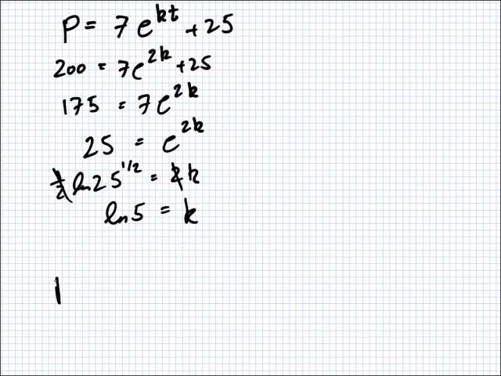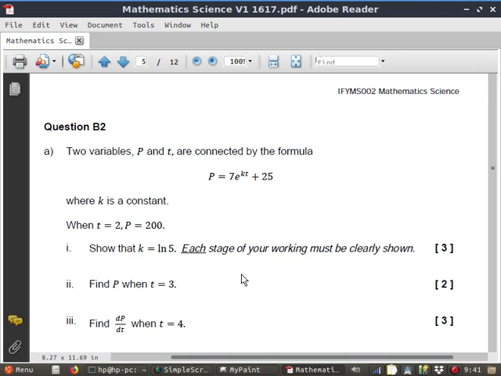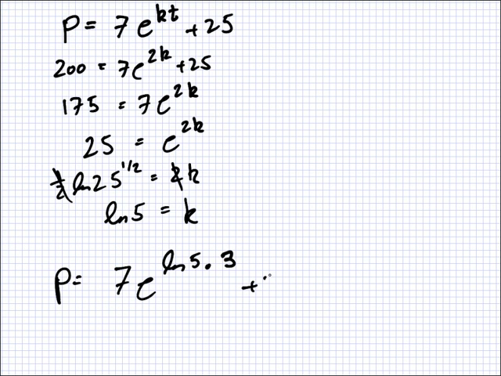So when t is 3, that's 7e^(log 5 times 3) plus 25. Let me think, 5 cubed is 125, times 7 is 875, plus 25 is 900.